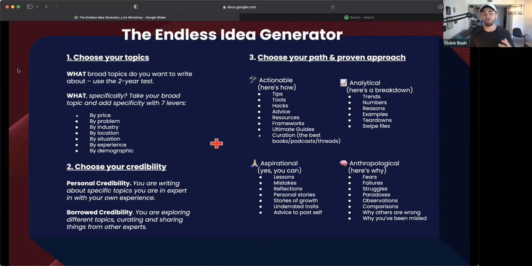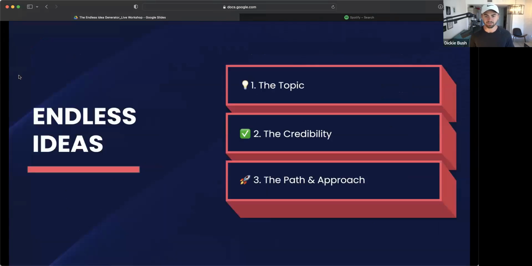And I can't wait. I'm itching to get to the 4A framework because I know it's a mind-blowing kind of unveiling for a lot of people when we get there. But we got to start with choosing your proven topics. That starts with the 2-year test. Cole, you want to talk about it?